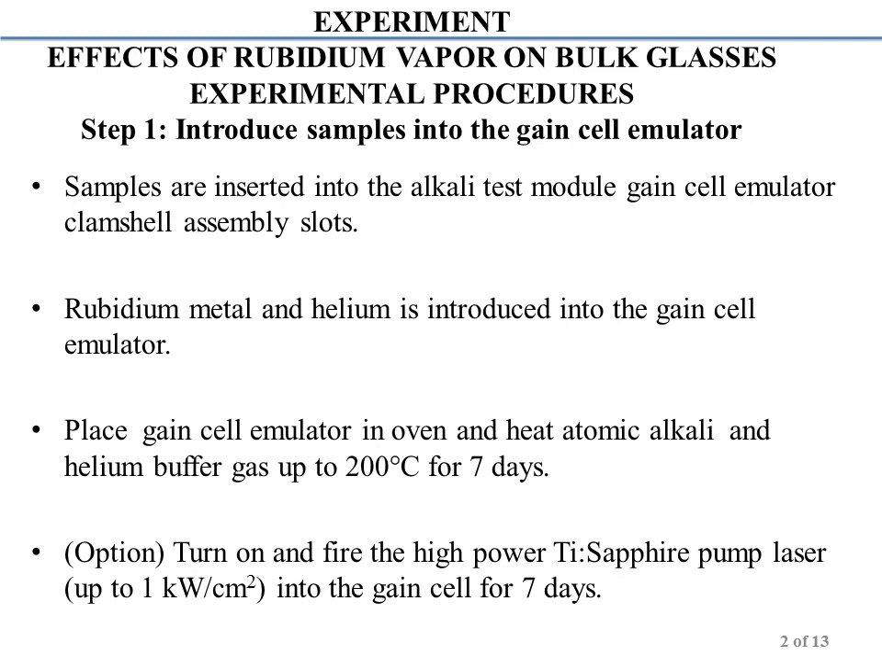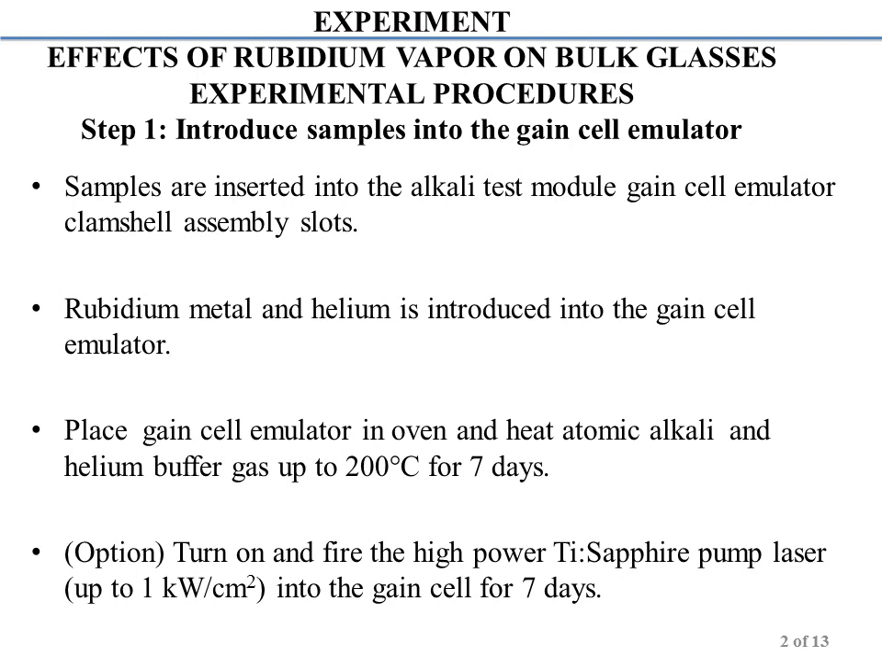We place the sealed gain cell emulator inside an oven and heat the atomic alkali and helium buffer gas up to 200 degrees Celsius for 7 days.